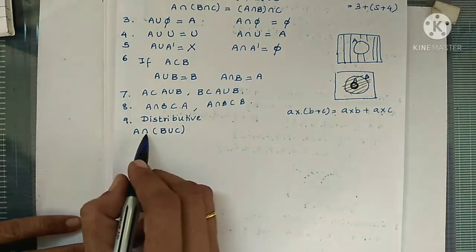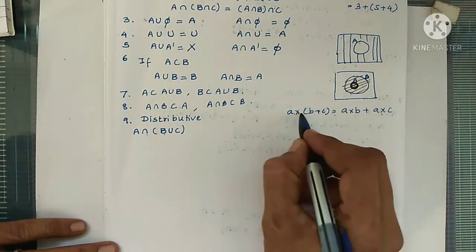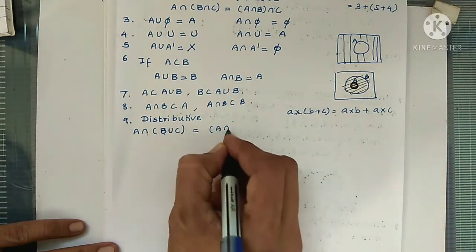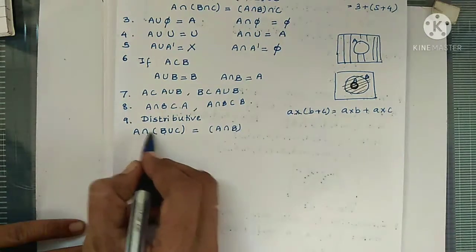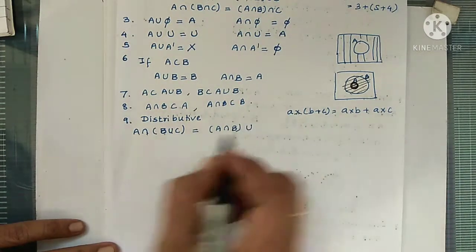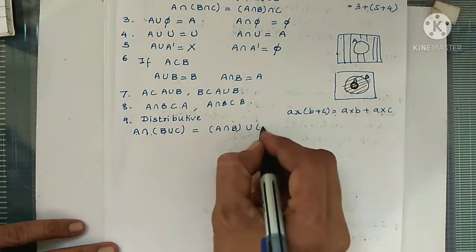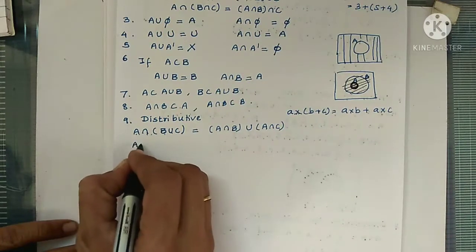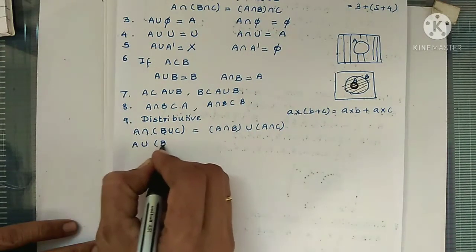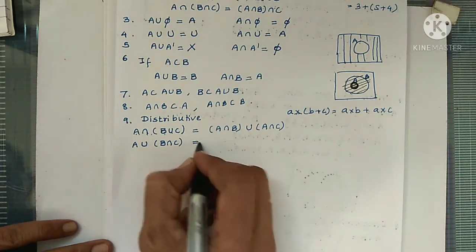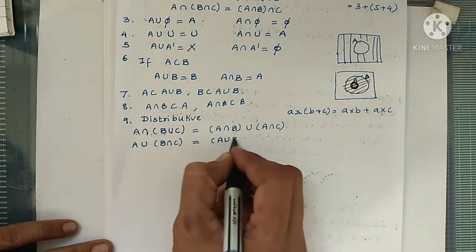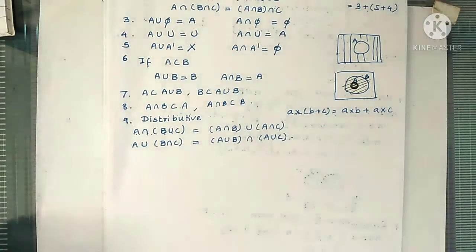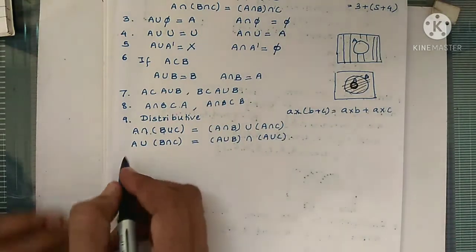So I have started with A intersection (B union C). This is A into (B plus C), which is A into B plus A into C. Similarly, this is (A intersection B) union (A intersection C). So this is known as the left distributive property. And if we write union first, then here we have to write intersection. So in this case it is A union (B intersection C) equals (A union B) intersection (A union C). So this is also known as the distributive property.